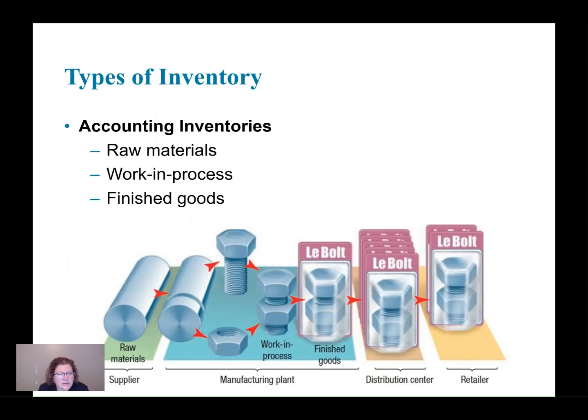So when we think about inventory, it is anything from raw materials to work in process. That's inventory that is partially processed but not yet complete, to finished goods. So finished goods are items that are finished, they're ready to be sold. They haven't been sold yet, so they still show as inventory to me.